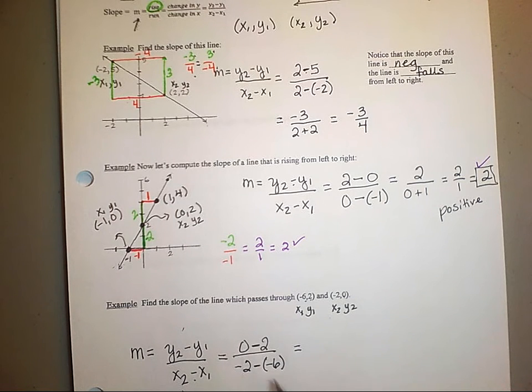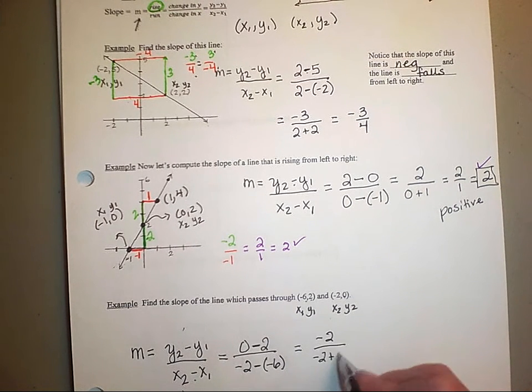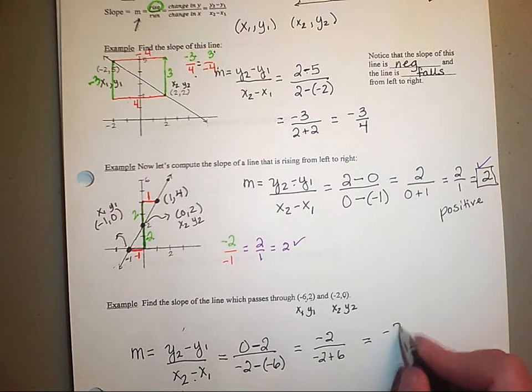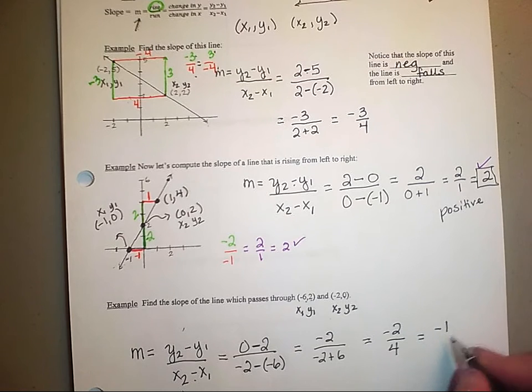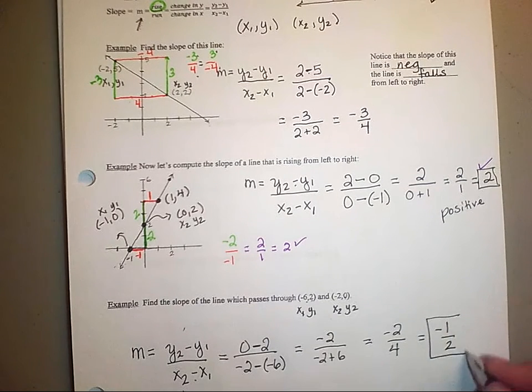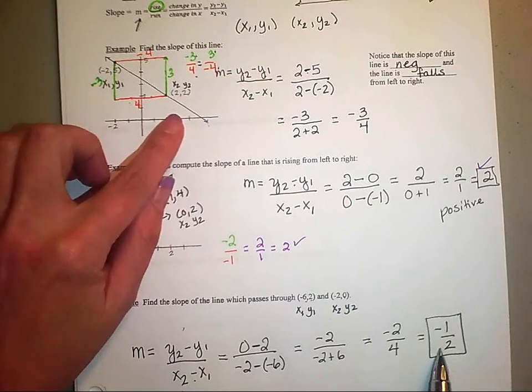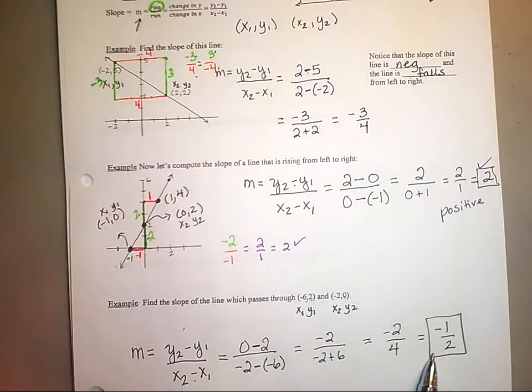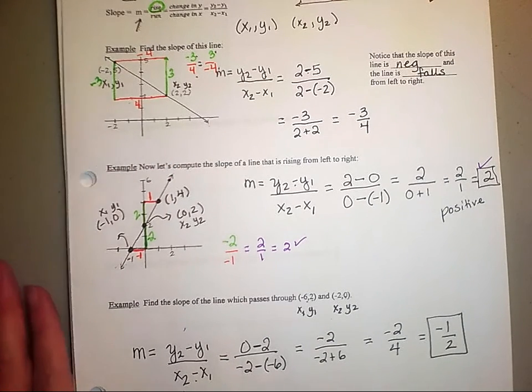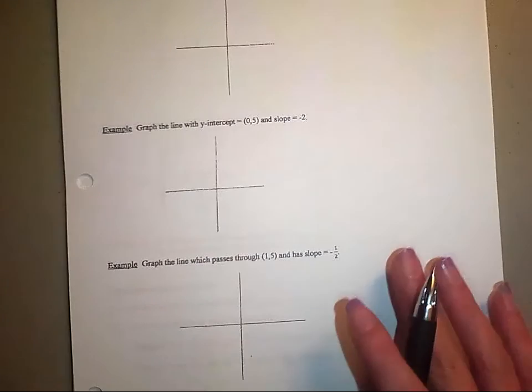And now we can simplify. 0 minus 2 is just -2. And this becomes -2 plus 6, which is -2 over +4, which reduces to -1/2. So now, without even graphing and connecting these 2 points, we know that this is a decreasing line because the slope is negative. So it will be a falling line. Alright, so now let's start graphing each of these.